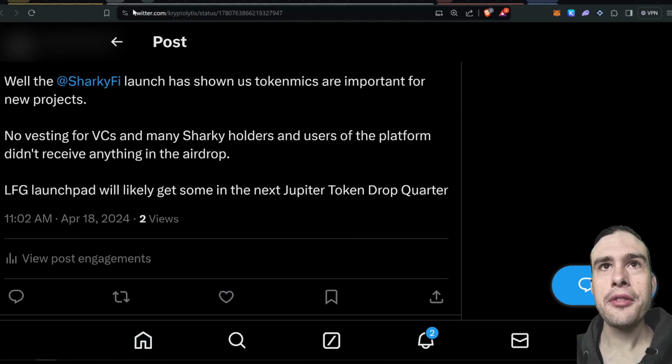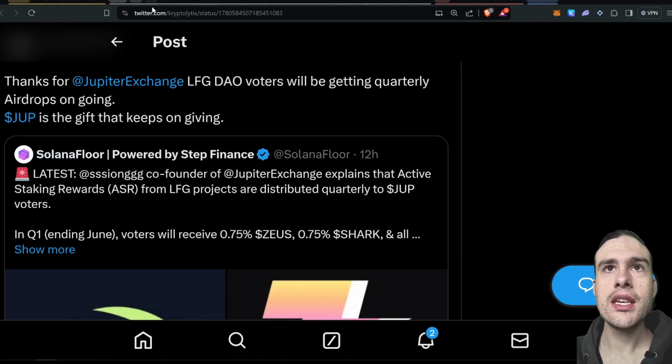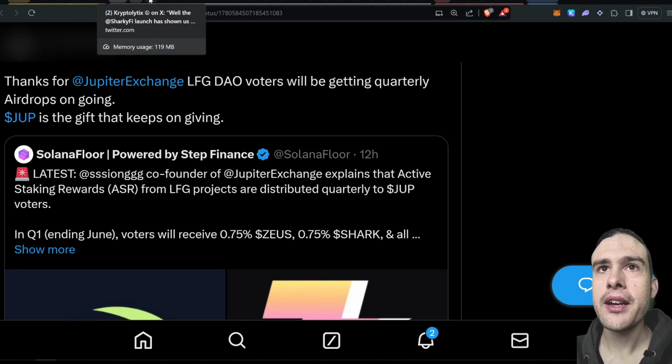So now with regards to the SharkyFi launch, that's something that has sort of pulled tokenomics into the fray, or at least with regards to the zeitgeist, or the meta, if you will, of current project launches. The SharkyFi tokenomics were really bad, and the launch was pretty bad, and the airdrop was not the best. So it's kind of pulled tokenomics into question.